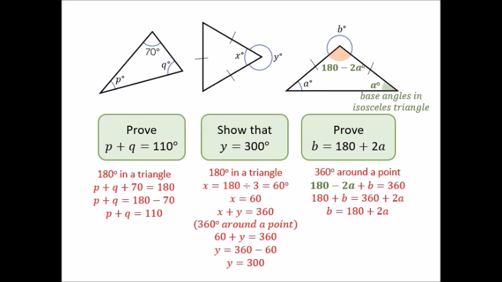b and then 180 minus 2a are around a point. Therefore, 180 minus 2a and b must equal 360. If I rearrange this by adding 2a to both sides of my equation, I have 180 plus b equals 360 plus 2a. And then I could subtract 180 from both sides to give me b is equal to 180 plus 2a.